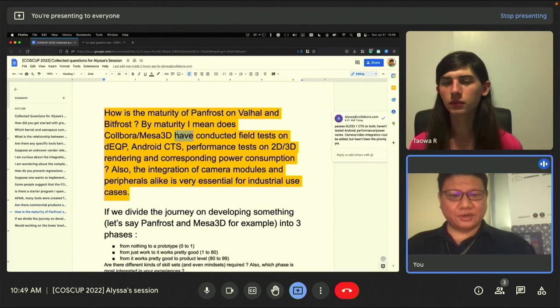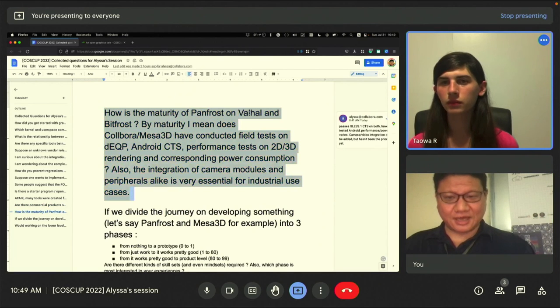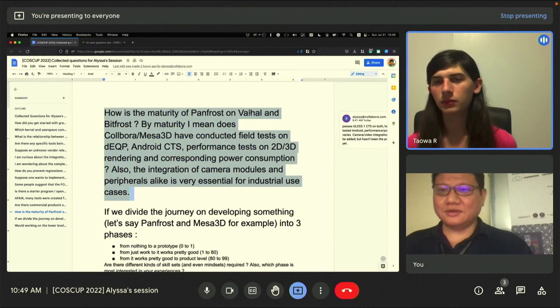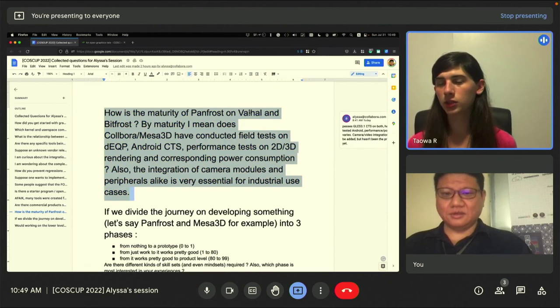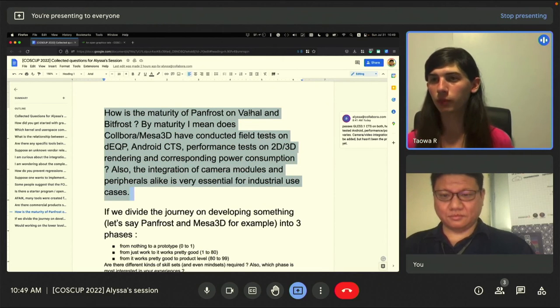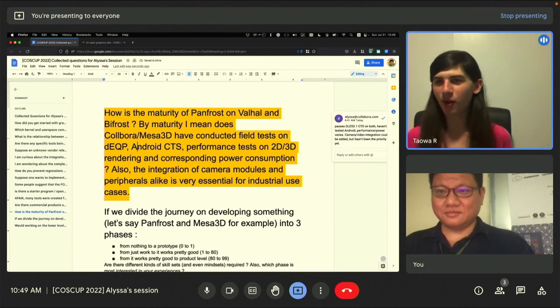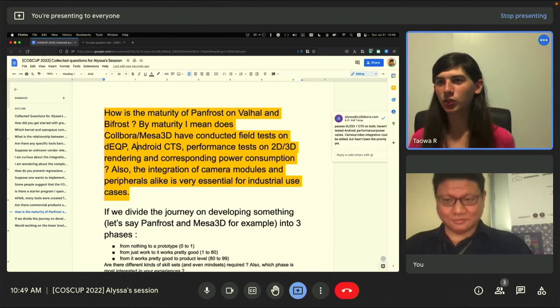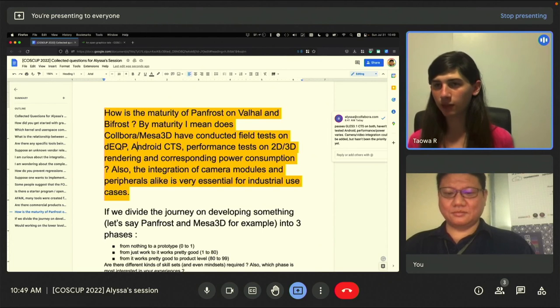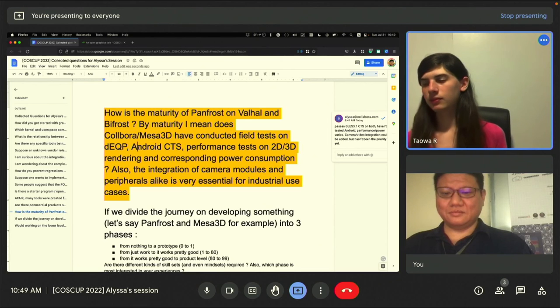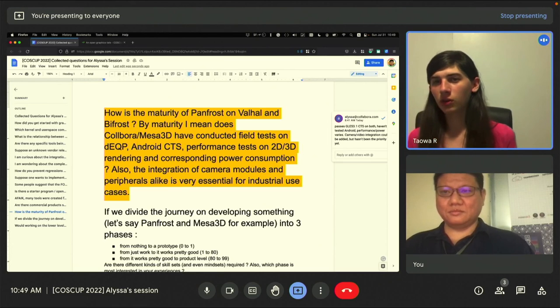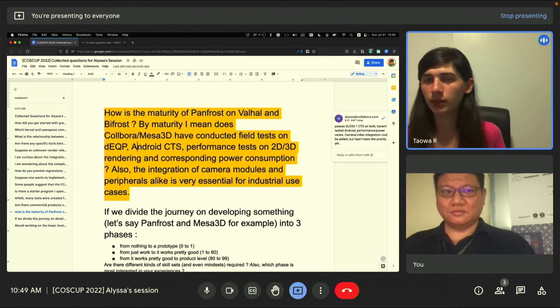So how mature is the Panfrost support for Valhall and Bifrost? For both Valhall and Bifrost, we're passing the conformance tests for OpenGL ES 3.1, which means as far as your embedded work, your mobile workloads, things should just work. That's not a promise that there are no bugs, but there were no bugs that the conformance tests could find, at least. And ES 3.1 is not the highest level of OpenGL ES, but it's the highest one we can reasonably support.